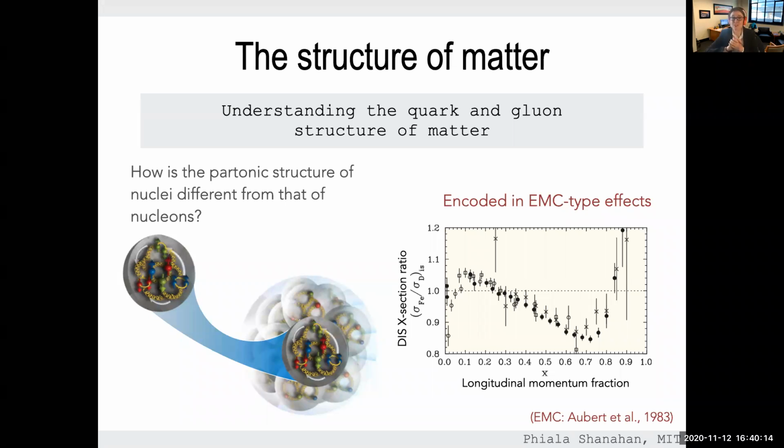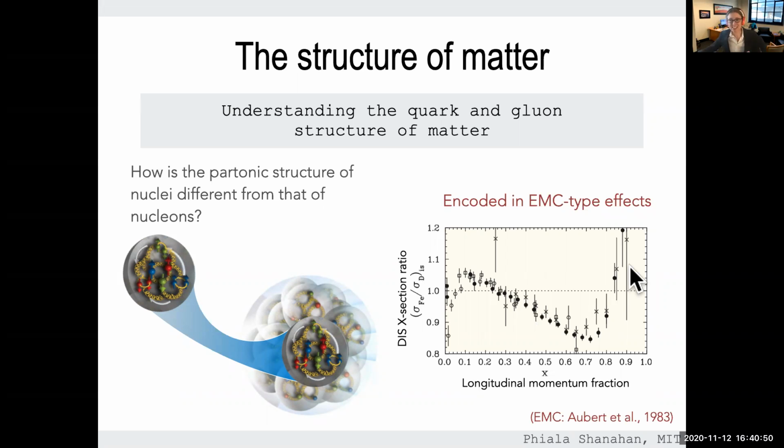So of course, we know that a nucleus is not just a collection of nucleons stuck together. We can call these sorts of nuclear effects EMC type effects, in honor of the European Muon Collaboration, who saw in 1983 that deep inelastic scattering of a nucleus doesn't just look like the sum of deep inelastic scattering of the constituent nucleons. So here's the DIS cross-section ratio per nucleon for iron to deuterium versus this longitudinal momentum fraction x, and you see that this is clearly not one. So, evidence of nuclear effects.